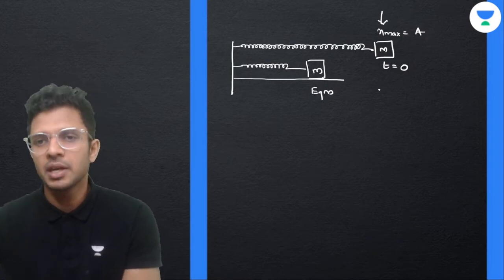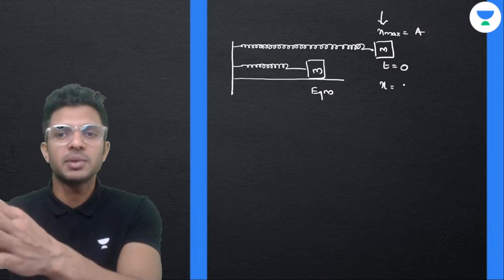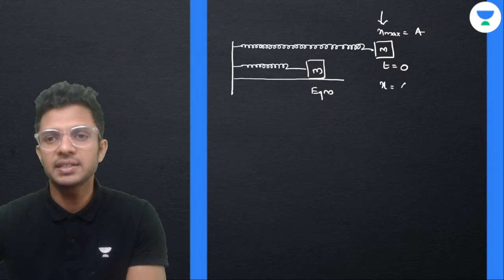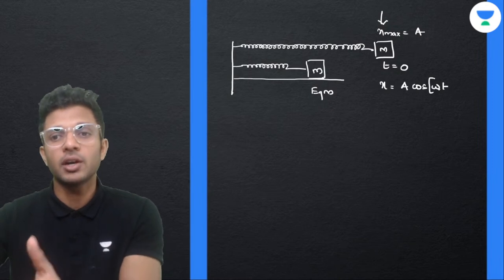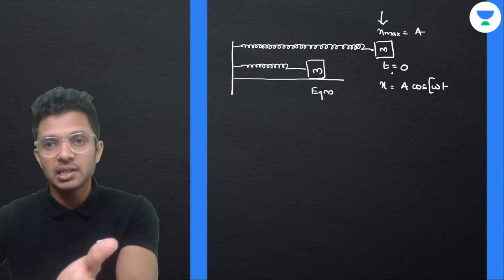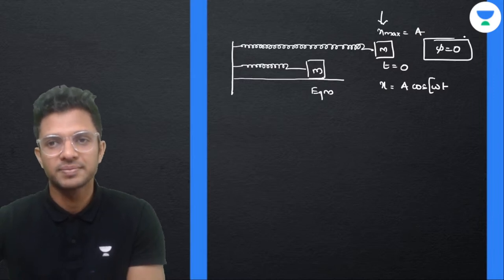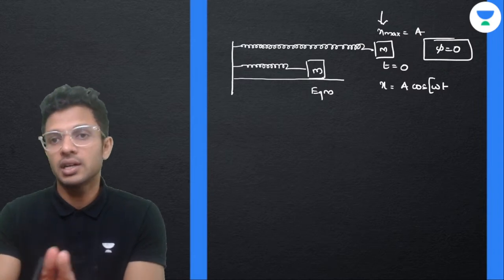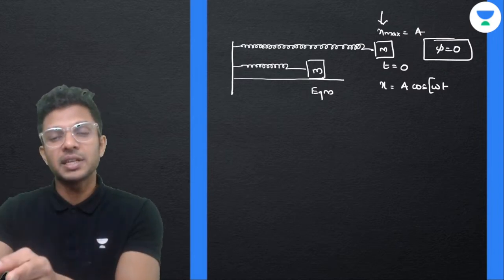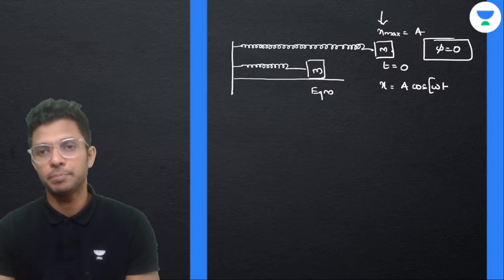Tell me, what is the formula for displacement when the particle starts from its right extreme end? It is a cos omega t. The general formula was a cos(omega t plus phi), so in this case the value of phi becomes 0. This is the specific formula when we start observation from the right extreme end.